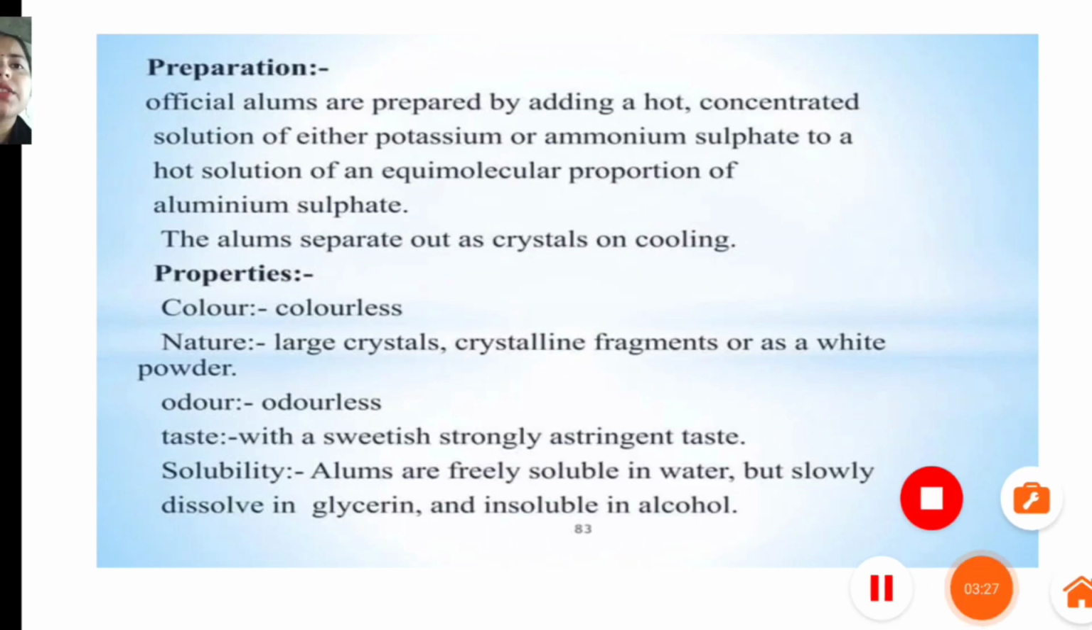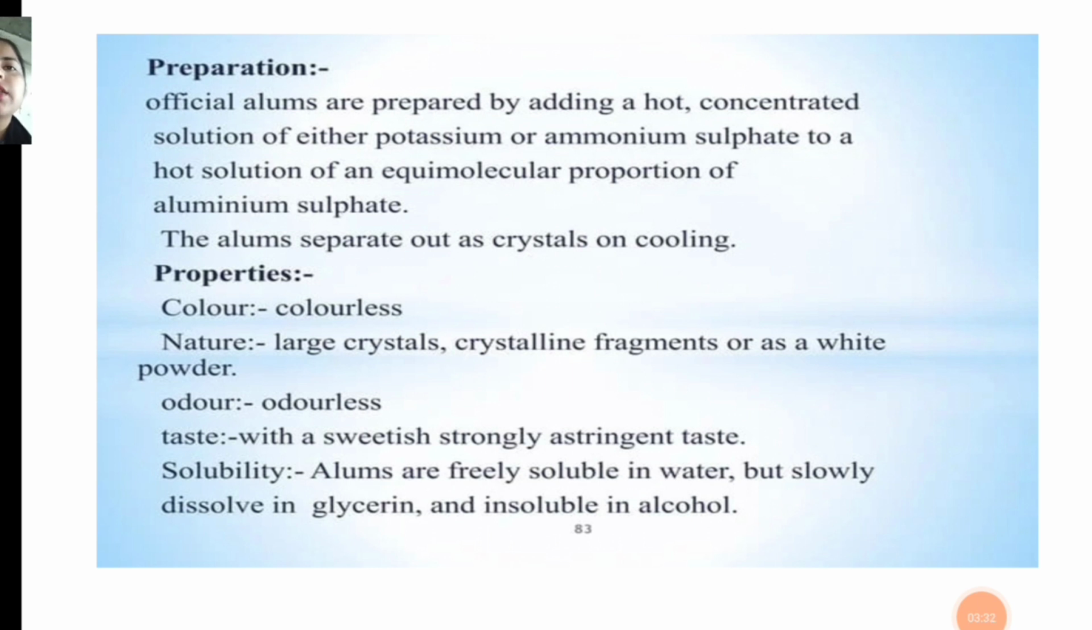Next is the preparation. Alums are prepared by adding a hot concentrated solution of either potassium or ammonium sulfate to a hot solution of an equimolecular proportion of aluminium sulfate. The alum separates out as crystals on cooling.